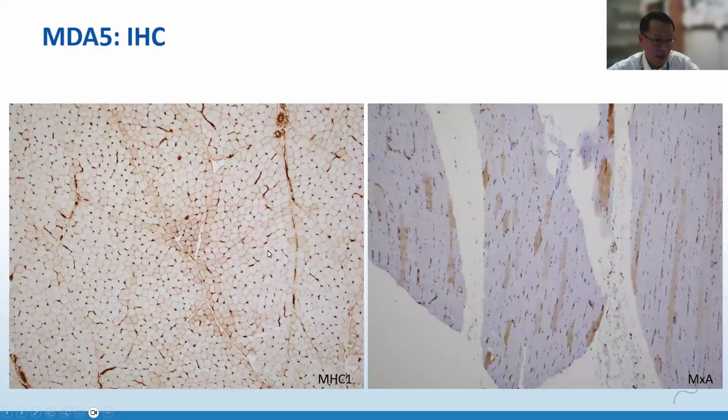And here is a case of MDA5. So you can see here there's very subtle upregulation of MHC1 in the perivascular region. And Mix A, when it's positive, has this kind of scattered mosaic pattern, not perivascular. And it can also be completely negative.